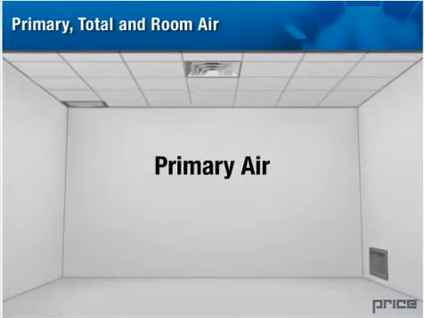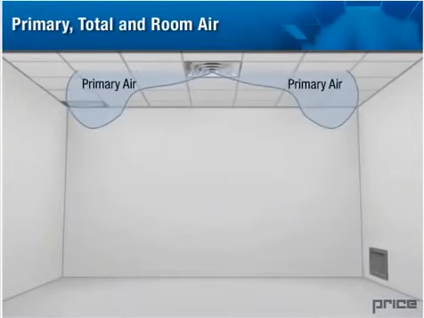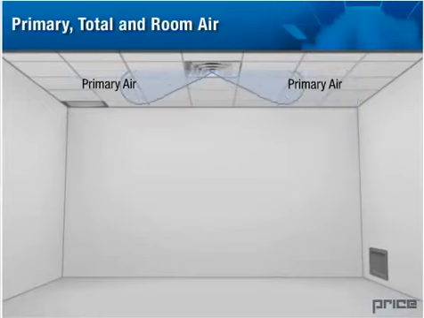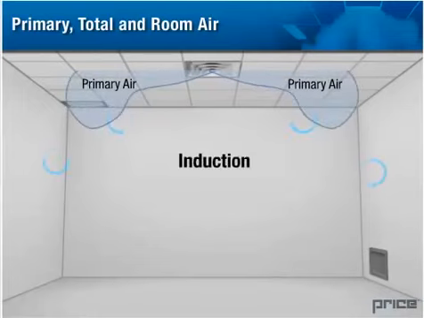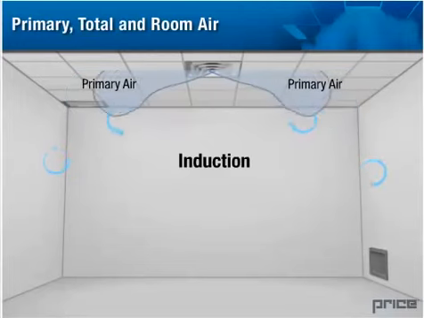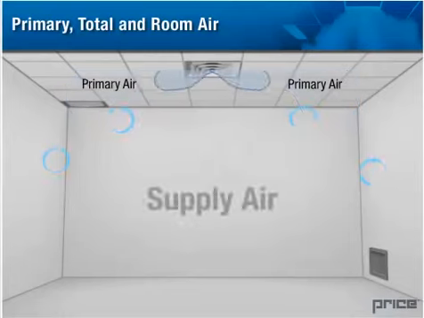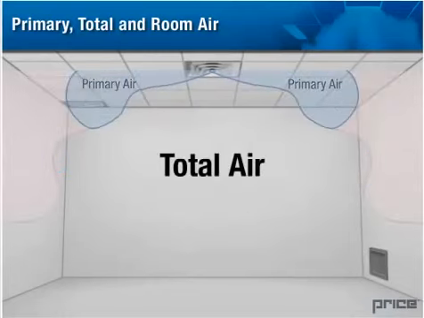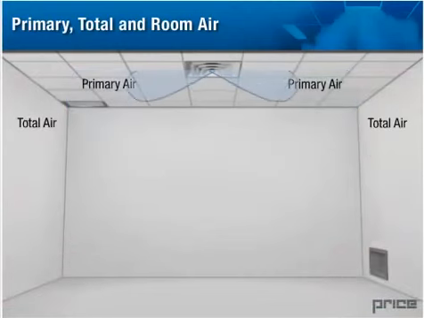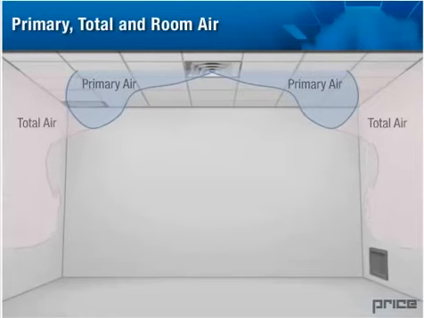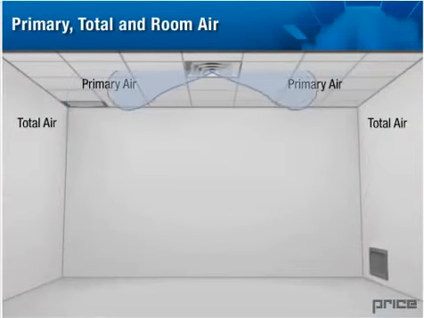Primary air is the conditioned supply air being discharged from the diffuser. The primary air is typically moving at high velocities with high turbulence. This action causes induction, which mixes the primary air stream with the room air. Primary air is also referred to as supply air. Total air is the total volume of air in the room which is under the influence of the primary air stream. This is the primary air and the induced room air moving out from the air outlet.